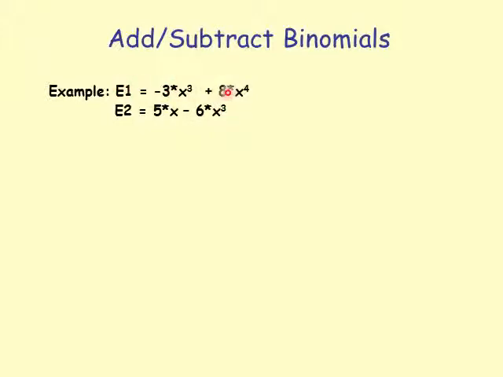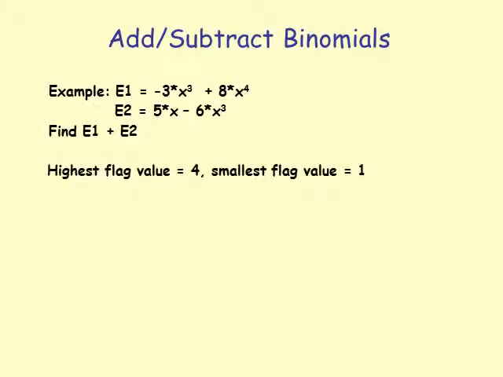E1 has two terms and E2 has two terms. We call them binomials. Let's continue here. So we have to find E1 plus E2. That's the problem here. Highest flag value is 4. Let's look at flag values. 3 here and 4 here. So far 4 is the highest. There's one flag value 1 here and 3 here. 4 is still the highest value, and the lowest value is here. 5 times x has a flag value of 1. Highest value is 4 and lowest value is 1.